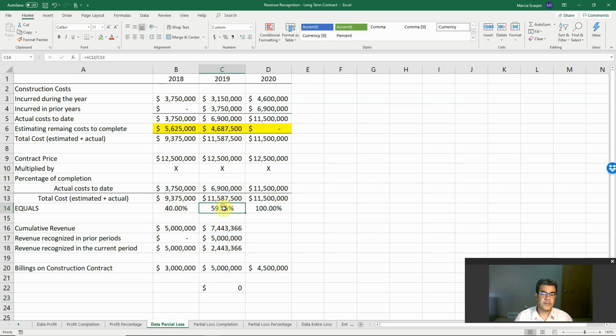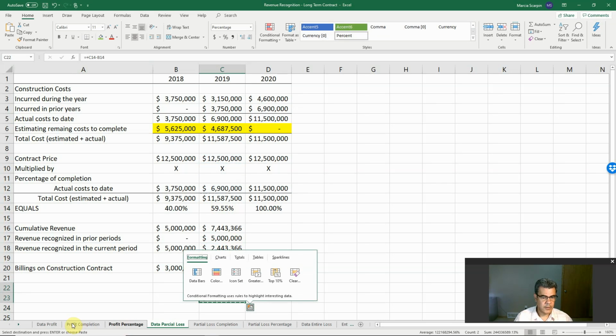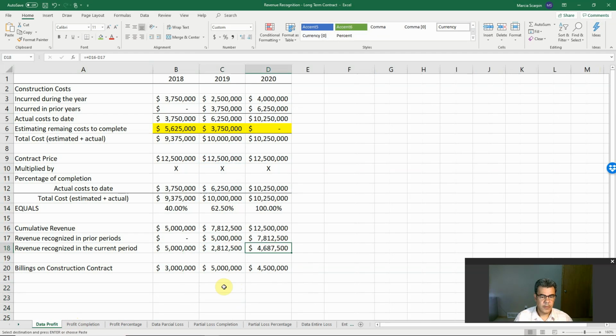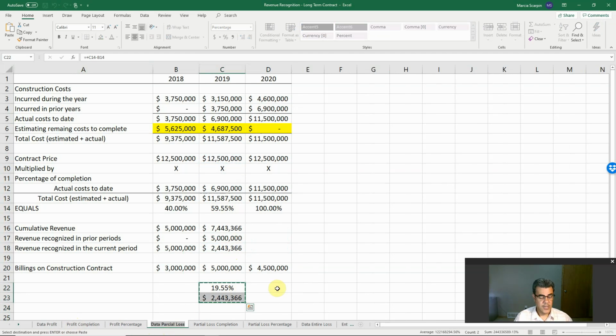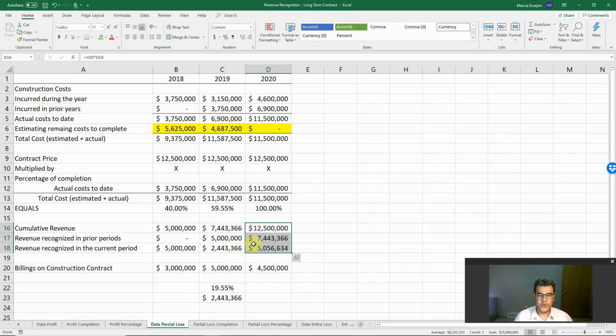Percentage until the end of the second year less the percentage until the end of the first year. Let's format it here, 19%, and then 12.5 times 19%. So we will have the same number. Okay? So let's also copy and paste here. Yes, so we have the same. Perfect. And then the third year, we copy and paste the formula here.